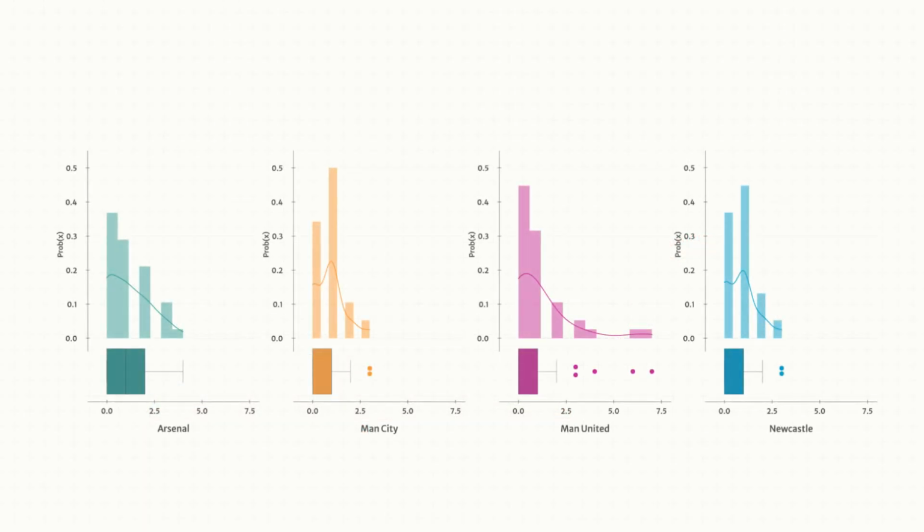A combination of the box plot, histogram, and kernel plot reveals a wealth of information about the data at a single glance. The peaks, spreads, and the outliers can easily be discovered. It's like having a visual tour guide to unravel the behavior of our data.